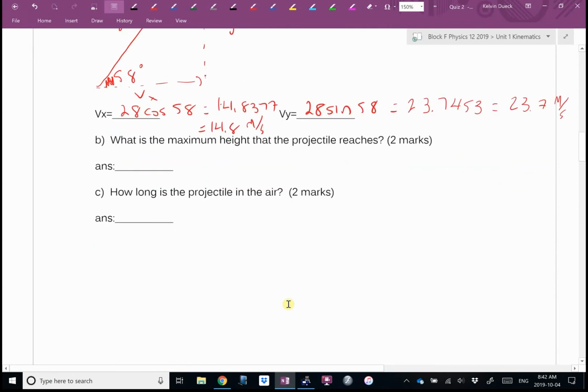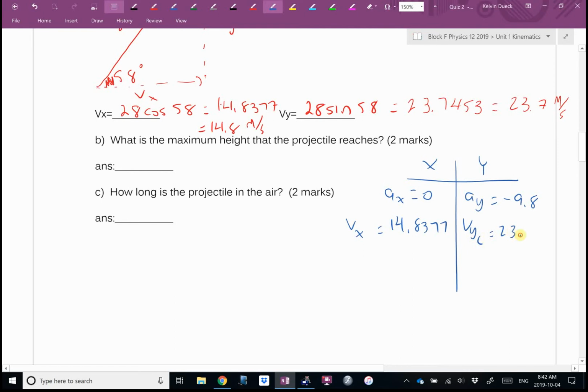B, what's the maximum height? Okay, I'm going to do my t-table over here now. Horizontal, vertical, AX is 0, AY is negative 9.8, VX was 14.8377, VY initial was 23.7453. Oh, I know. For part B, I also know that VY final is 0. So I can find D.